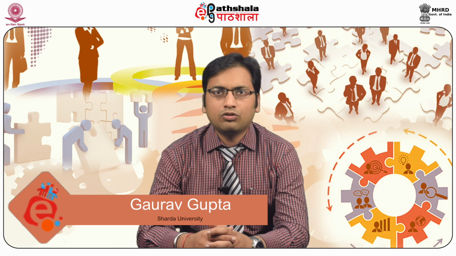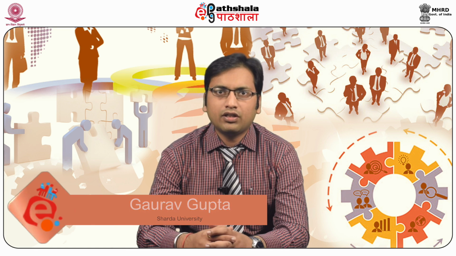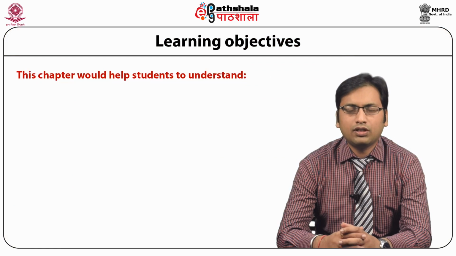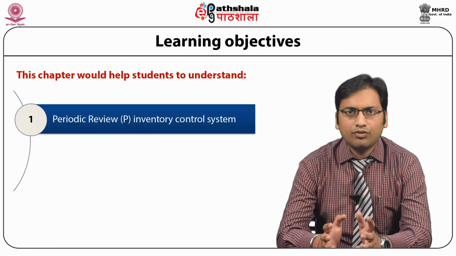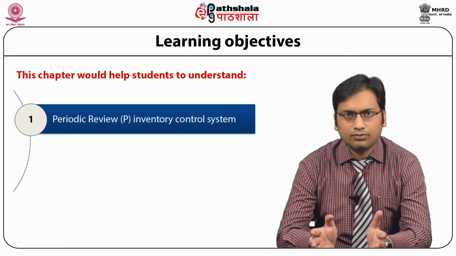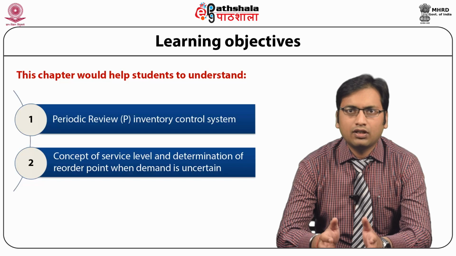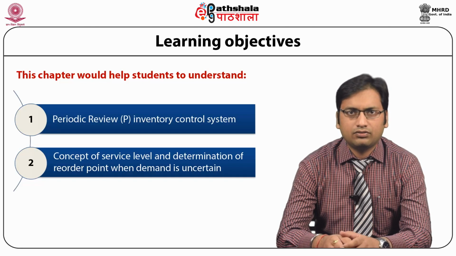Today we are going to talk on module Inventory Control Systems: Periodic Review System, under the paper Operations Management. This chapter would help students to understand the periodic review inventory control system. Second, the concept of service level and determination of reorder point when demand is uncertain.